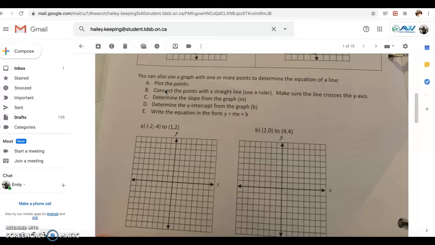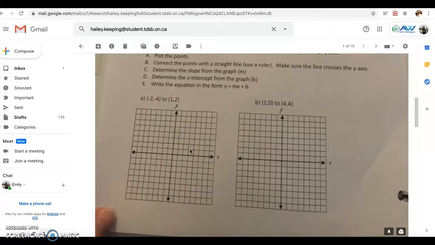You're plotting the points. You're going to connect them with a straight line. Use a ruler or some sort of straight edge. Hopefully you have something like that lying around. Determine the slope from the graph. Determine the y-intercept from the graph. And then write the equation in the form y equals mx plus b. So I'll do one of the examples for you, and then I'll leave the other one for you to try on your own.